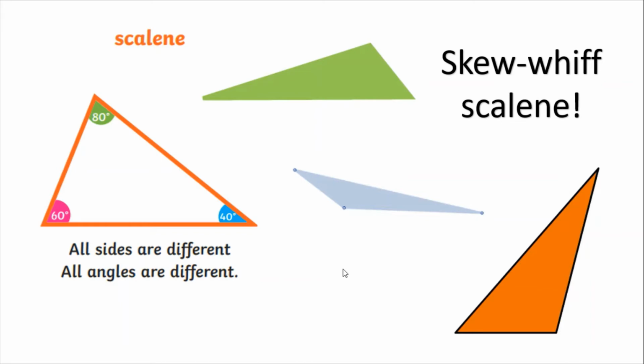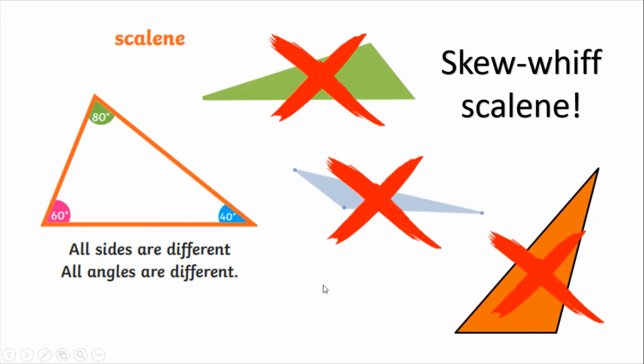Now, because it's skew-whiff, because all the sides are different and all the angles are different, it means there are no lines of symmetry in a scalene triangle. You couldn't put a mirror line anywhere on a scalene and create an equal image on either side. No lines of symmetry, because they are skew-whiff. Skew-whiff scalene. All the sides and angles are different.